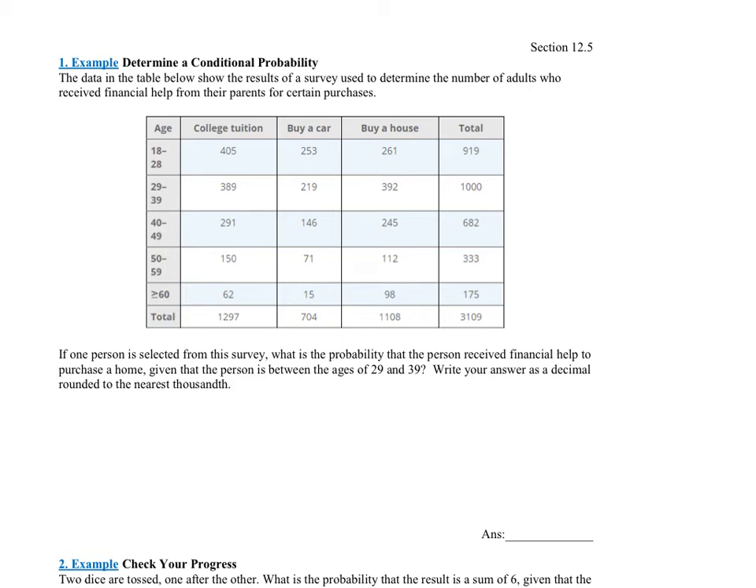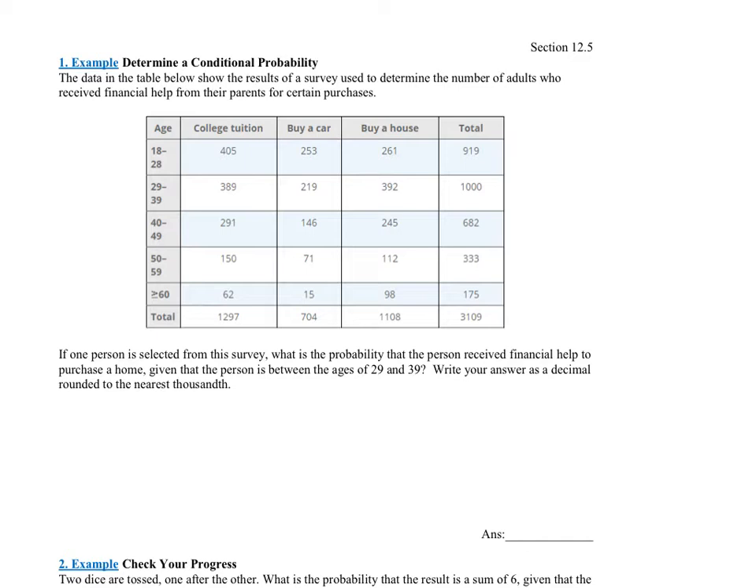Example 1. It says the data in the table below shows the results of the survey used to determine the number of adults who receive financial help from their parents for certain purchases. So it looks like it breaks it down by age from 18 to 28, 29 to 39, 40 to 49, 50 to 59, and over 60. Then you have their parents helped them with college tuition, buying a car, buying a house, and then you have the total for each of the columns.